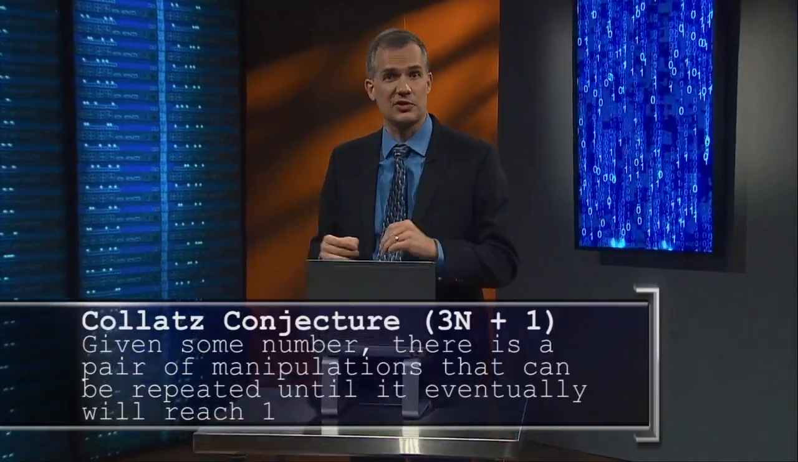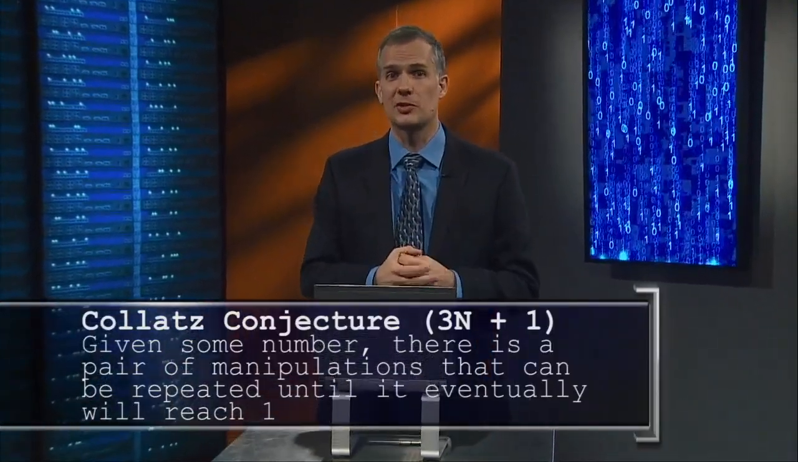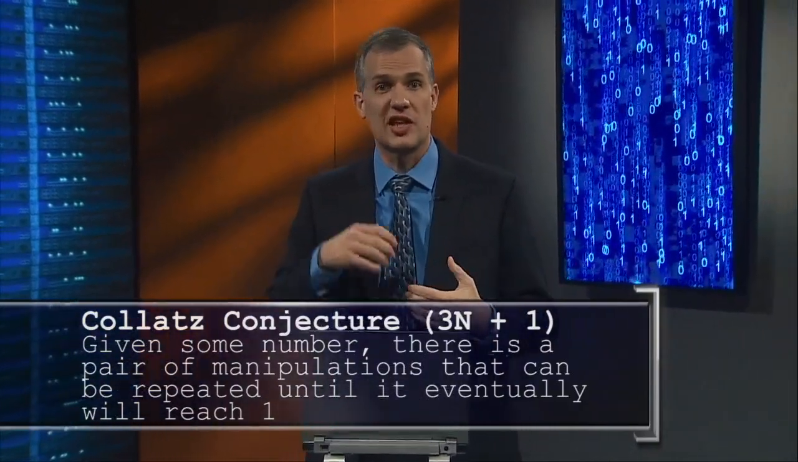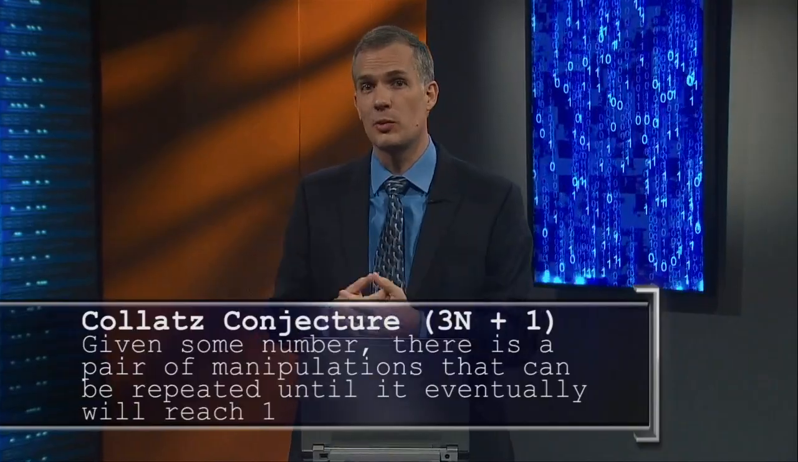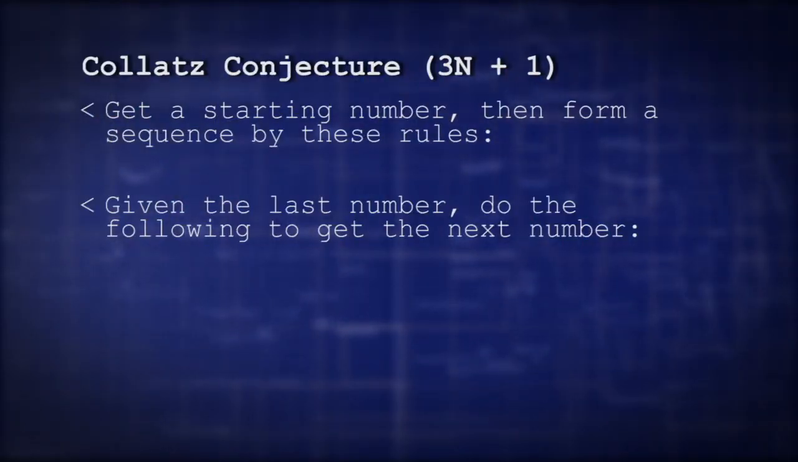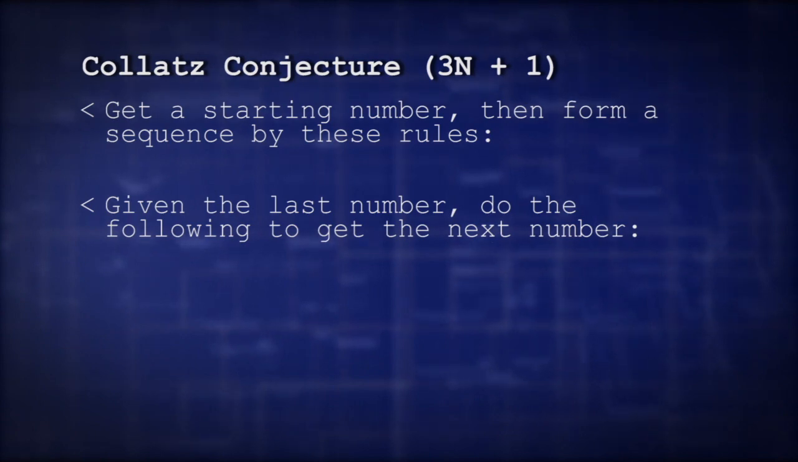Let's use a loop to explore an interesting mathematical problem. The Collatz conjecture, or 3n plus 1 conjecture, says that given some number, there's a pair of manipulations that can be repeated until it eventually will reach 1. The manipulations are given by two rules, depending on whether the number is odd or even.